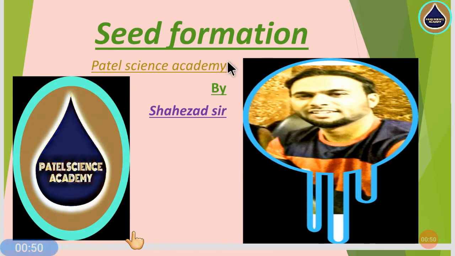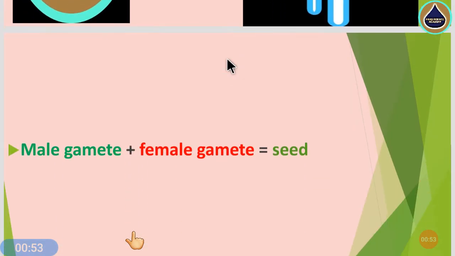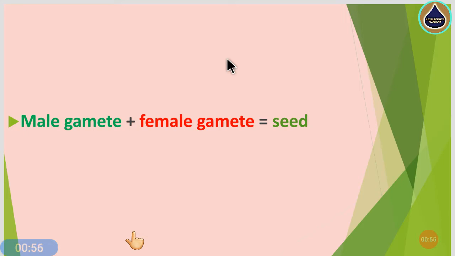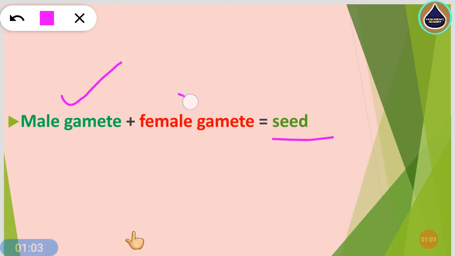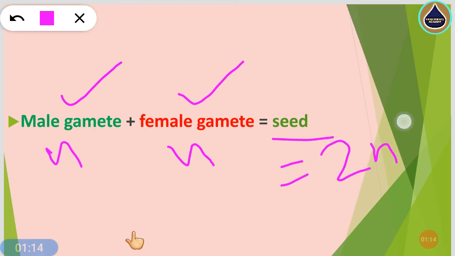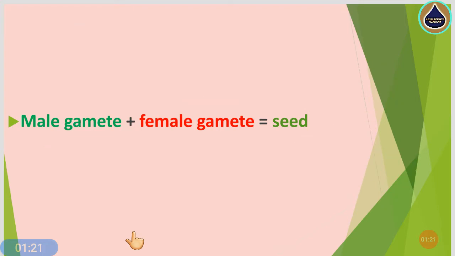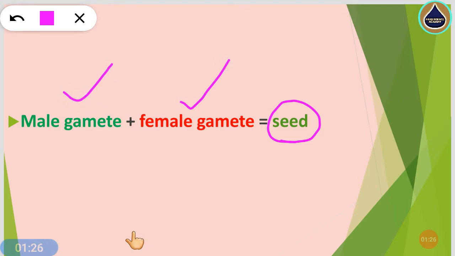So dear students, let's see the details of these slides one by one. You can first understand the formation of the seeds. The seed is formed by the fusion of the male gamete with the female gamete. The male gamete is haploid, single n, and the female gamete is also haploid, single n. These two gametes fuse to give the 2n zygote, and that 2n zygote finally converts into a seed with its embryo. So simply, this seed is formed by the fusion of the female gamete and the male gamete.